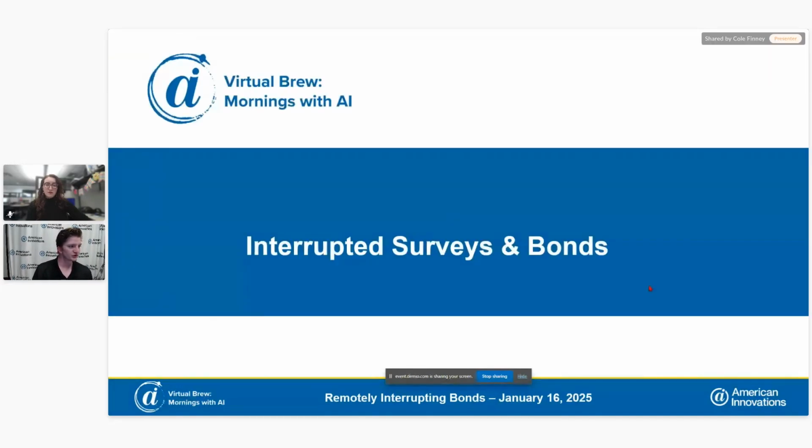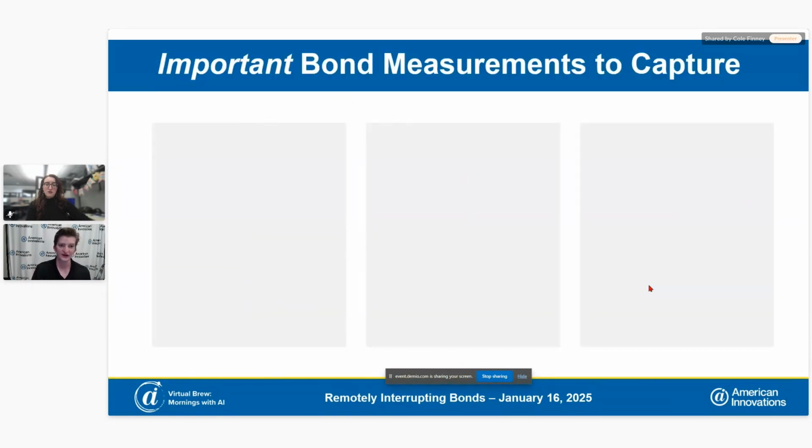So next, we're going to briefly go into what interrupted surveys look like with your bonds, and some critical measurements that you probably want to be taking to make sure you're capturing the actual health of your bond. So just a few important bond measurements that you're going to want to capture.